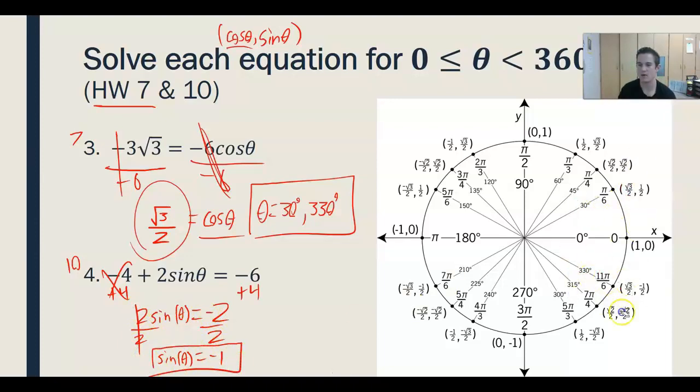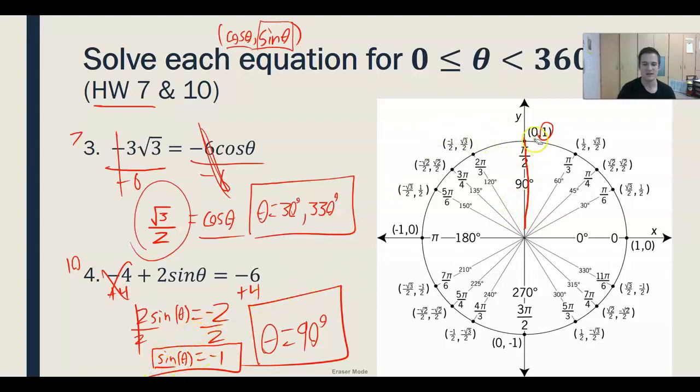Okay, well, on my circle here, I'm trying to find where the sine is negative 1, or where do I have 1 in the y coordinate? Well, right here I have a 1 in the y coordinate, and that's it. So theta is equal to 90 degrees, because when this angle is 90 degrees, the sine of that angle is, oh, hello, backtrack, I apologize. This was sine is equal to negative 1.